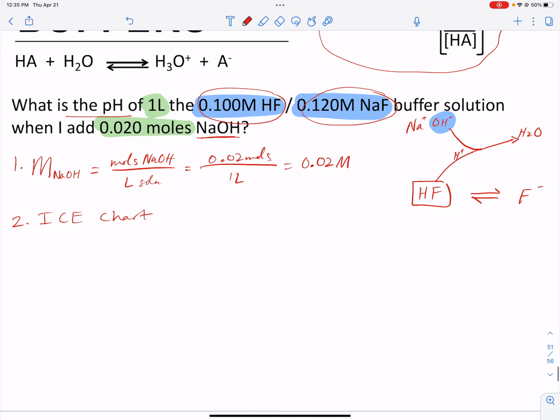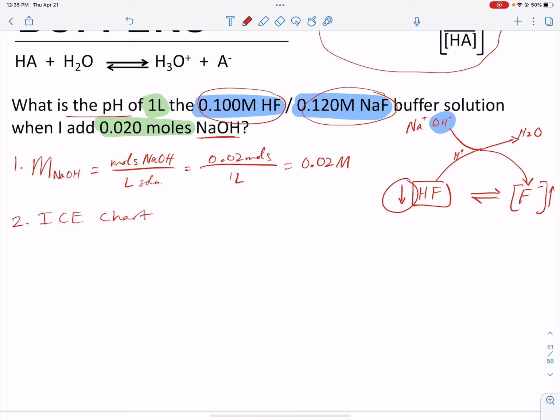Now what's left over, if HF splits apart into H plus and F minus, which is what it's doing to donate a hydrogen ion? Inherently, we create more F minus. So we're going to lose some HF. It's going to sacrifice some of its molecules to go neutralize any hydroxide ions that it sees. So the concentration of that's going to go down. The concentration of F minus is going to go up, because inherently we're going to make more every time we neutralize the hydroxide.